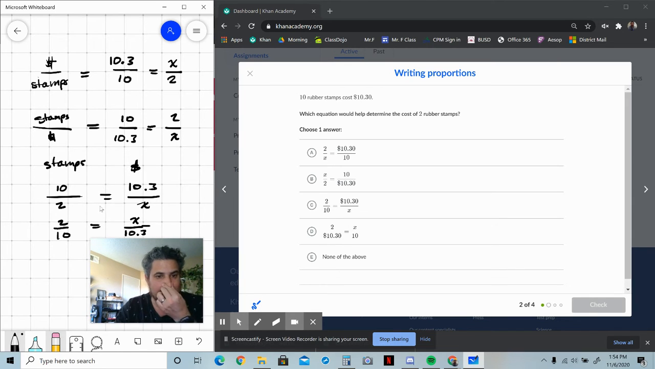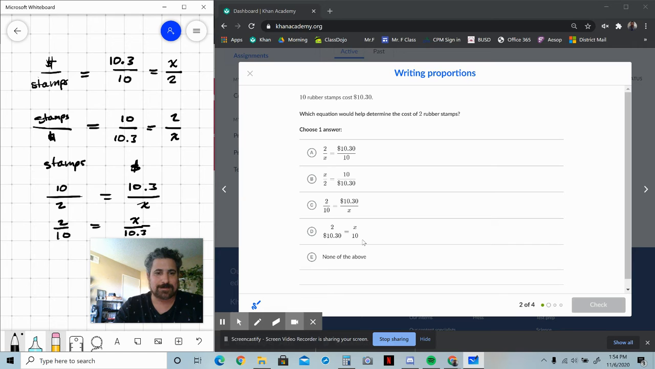So let's see if they have any of these categories as an answer here. So we already eliminated those two. Let's see if we can get this one here. So this would be that 2 stamps relates to $10.30. That's not right. The 2 stamps relates to the unknown dollar amount. This one has the 2 stamps on top of $10.30 is equal to X money over 10. So that doesn't look good either.